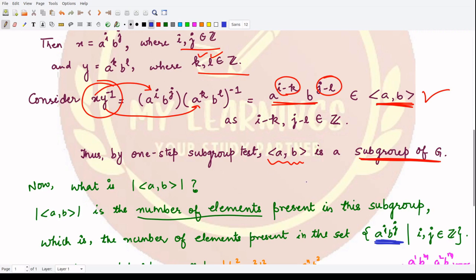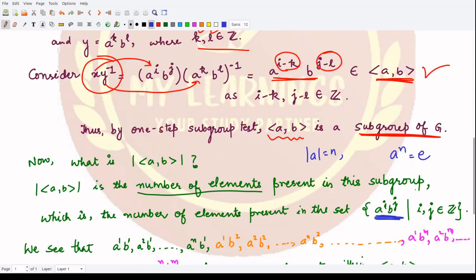Now, because you know the order of A is n, you can go up to n. Because A raised to power n is the identity, you can start from A raised to power 1, A raised to power 2, A raised to power 3 and so on up to A raised to power n, where A raised to power n is the identity element. If you further calculate n plus 1, it would be equal to A raised to power 1 and so on. So the elements would start repeating themselves after n.